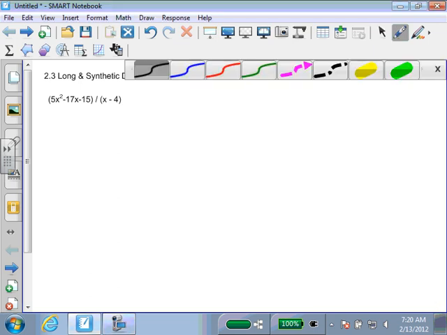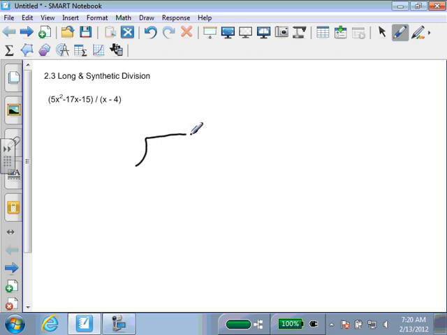Today's lesson is on long and synthetic division of polynomials. We're going to start with long division, which means the numerator, 5x squared minus 17x minus 15, goes inside the house, and the denominator, the divisor, goes outside the house.